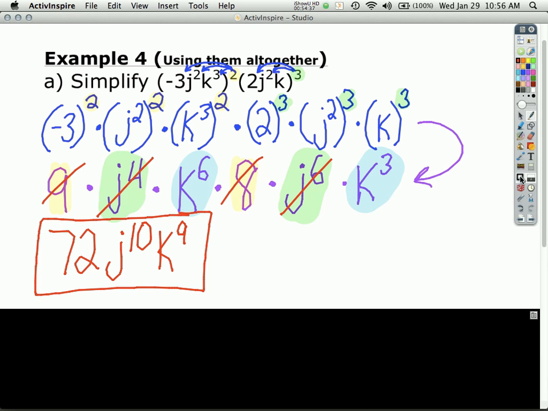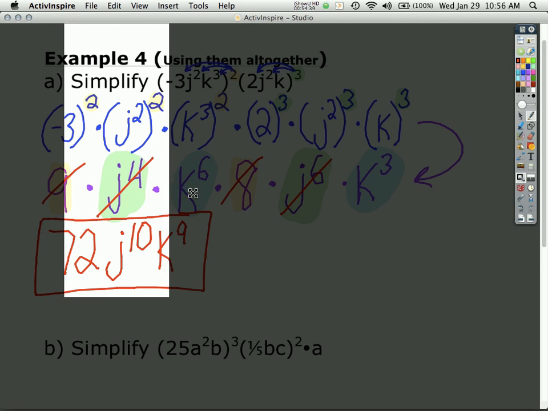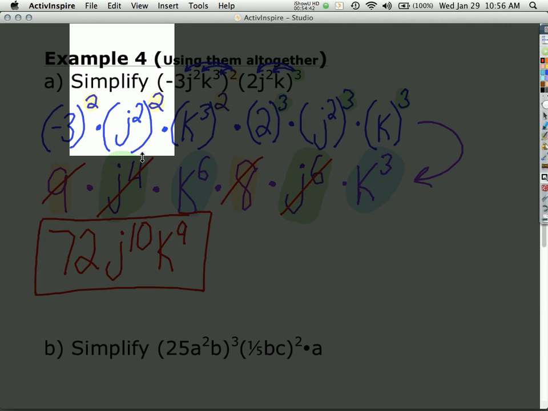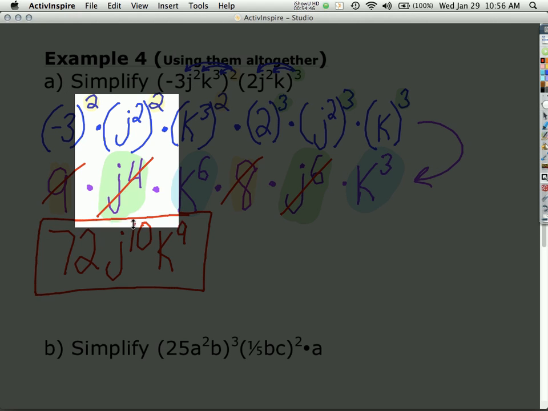Let me spotlight it really well. Now look at that expression, j to the second to the second. Now look back at your notes and find the property that looks like that. What is it? Good. Now read what it says to do. Good. So now you know what to do in this situation, right?